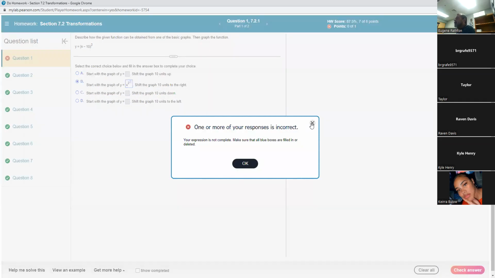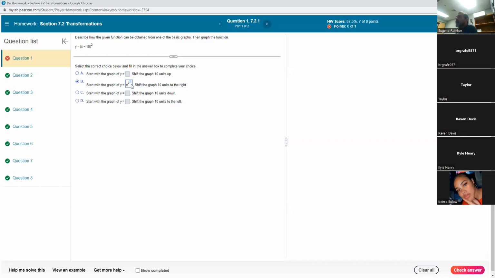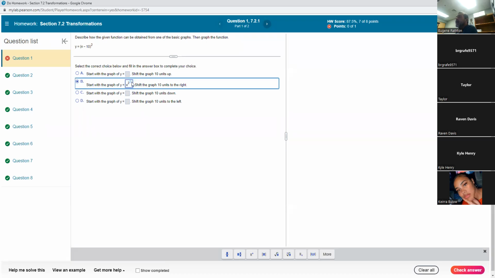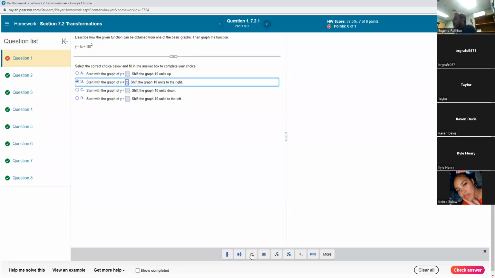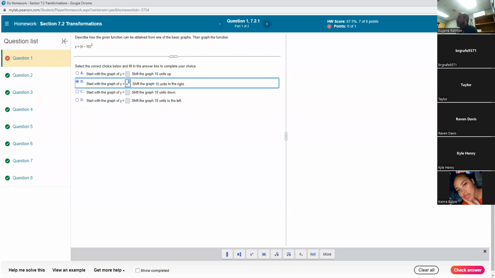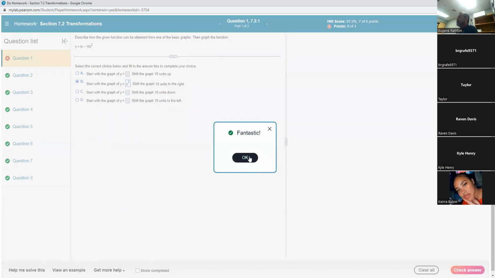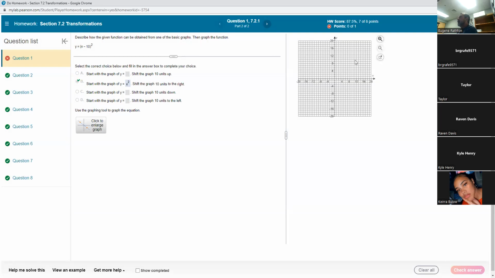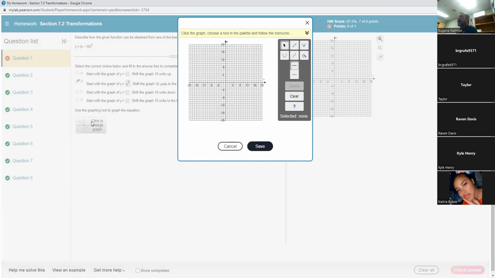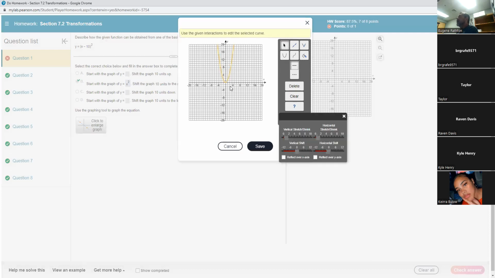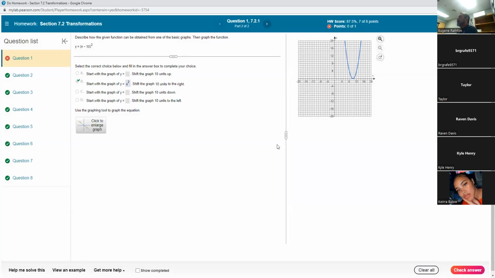Oh, what did I do? Oh, I see what I did. I got too many boxes on my x squared. So let me go remove one of them boxes and just make that an x squared. All righty, so it should look like that. And then graphing it, x squared would be the parabola, so just click it anywhere. We went right 10, so that would be horizontal all the way to 10. So there we go. Save that and be done.